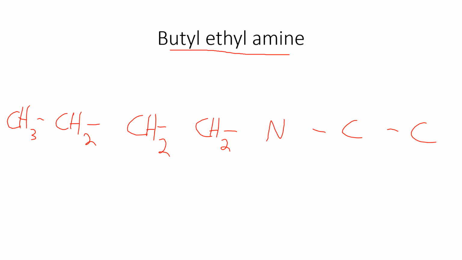Now look at the nitrogen. How many bonds does that nitrogen currently have? Right now, that nitrogen has 2 bonds, 1 to the carbon to the left and 1 to the carbon to the right. How many bonds does nitrogen need? Nitrogen needs 3 bonds. It only has 2. So I need to add a hydrogen to that nitrogen. Now we continue on with the carbon to the right, 2 bonds. So I'm going to need 2 hydrogens. And the carbon on the right has 1 bond, so I'm going to need 3 hydrogens for that. So here's our structure for butyl ethyl amine.